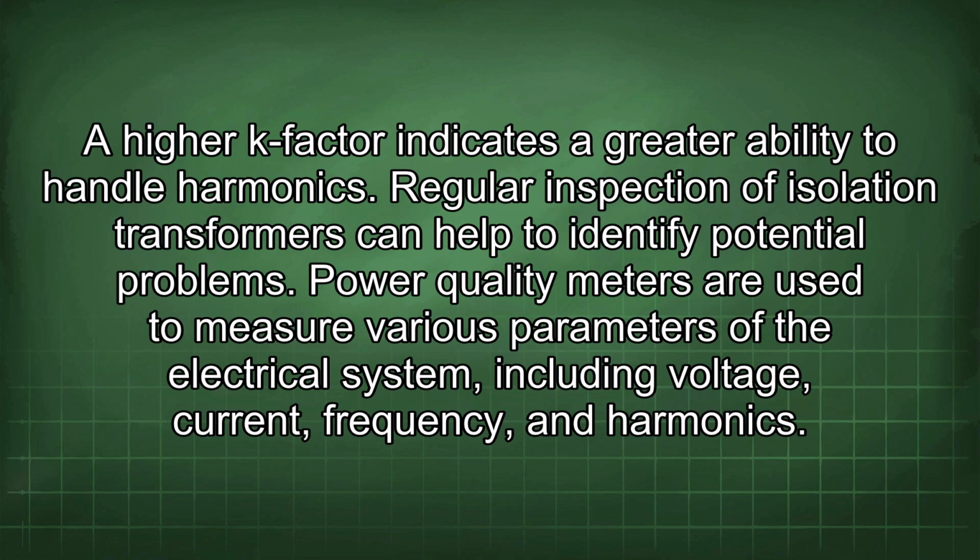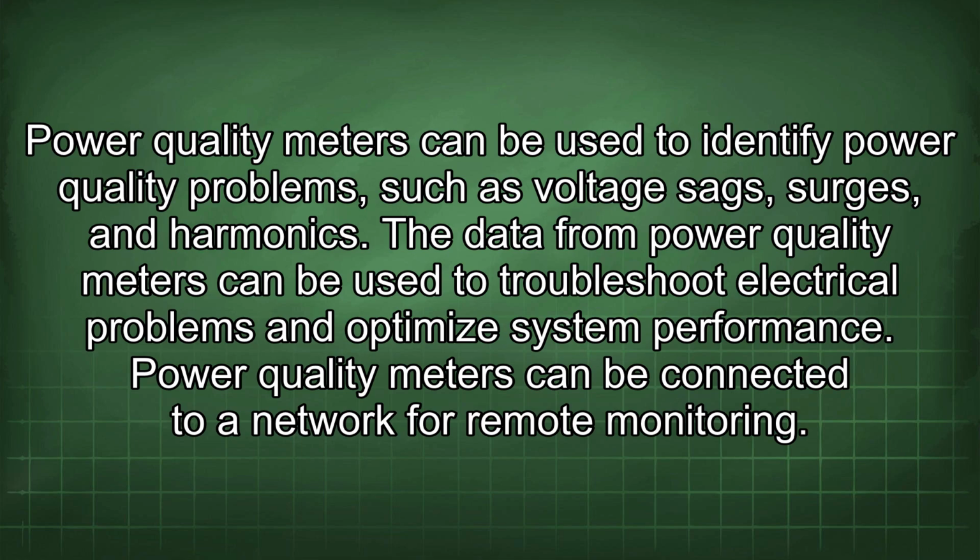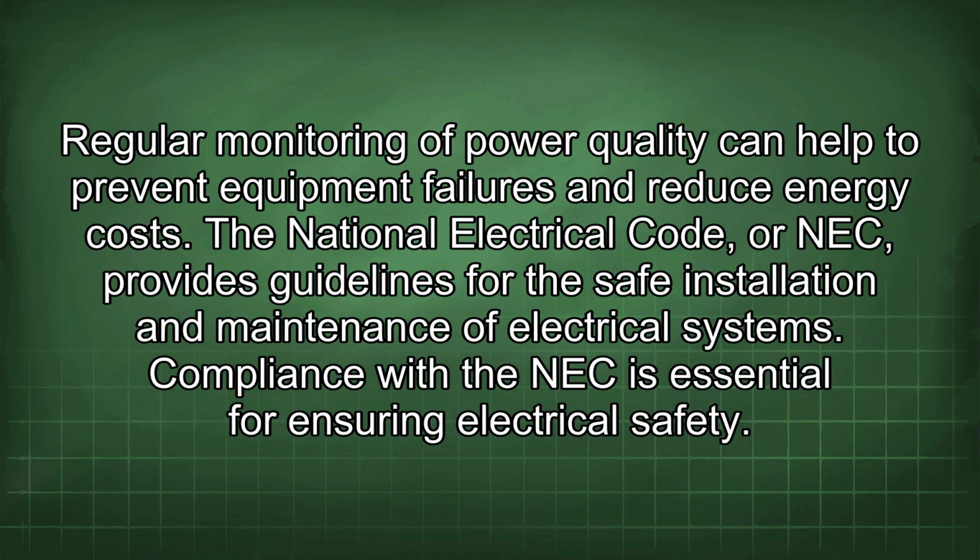Power quality meters are used to measure various parameters of the electrical system, including voltage, current, frequency, and harmonics. Power quality meters can be used to identify power quality problems such as voltage sags, surges, and harmonics. The data from power quality meters can be used to troubleshoot electrical problems and optimize system performance. Power quality meters can be connected to a network for remote monitoring. Regular monitoring of power quality can help to prevent equipment failures and reduce energy costs.